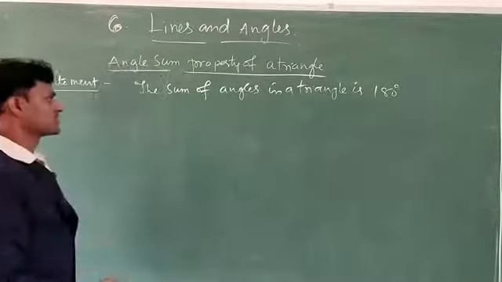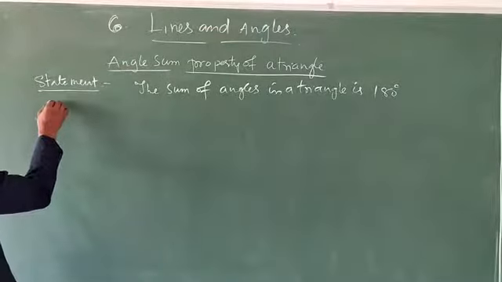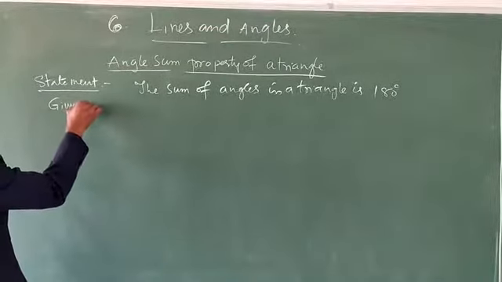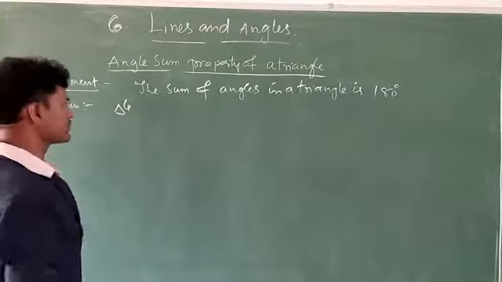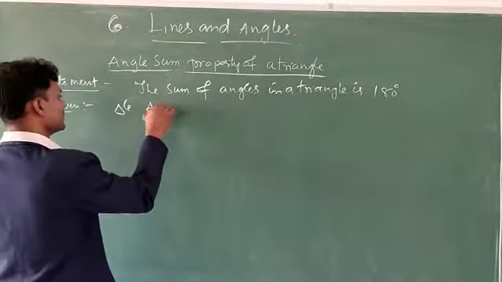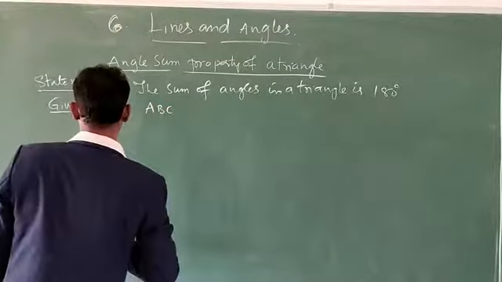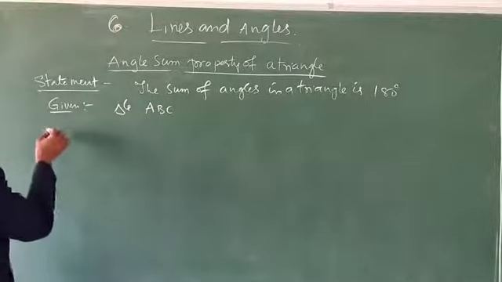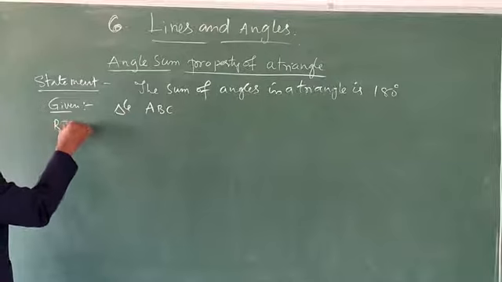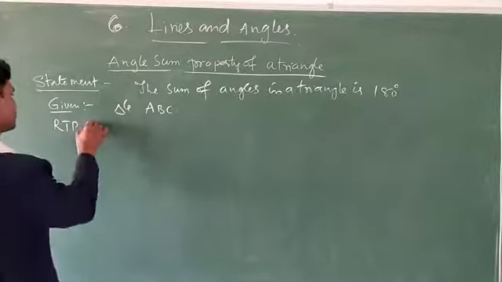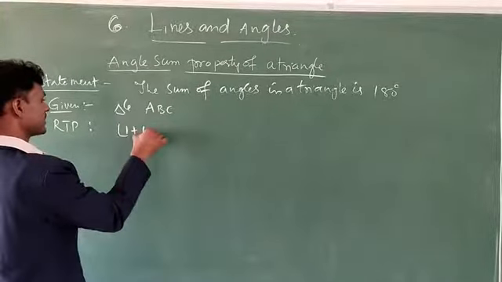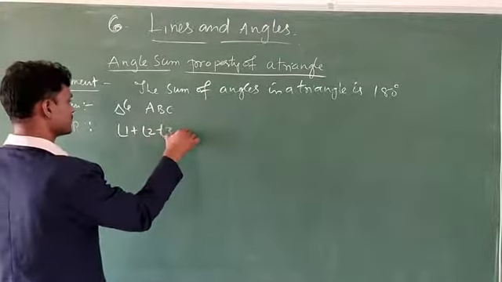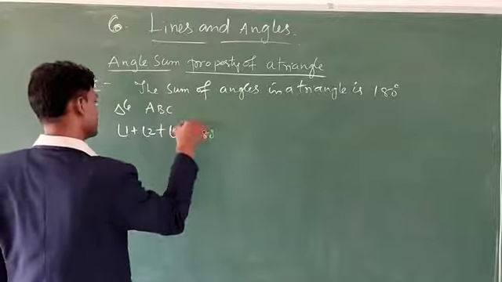Then we have to prove this one. See here what is given. Given triangle ABC, or PQR or XY, anyone you can take; here it is triangle ABC. Now RTP means right to theorem proof. Here angle 1 plus angle 2 plus angle 3 is equal to 180 degrees.